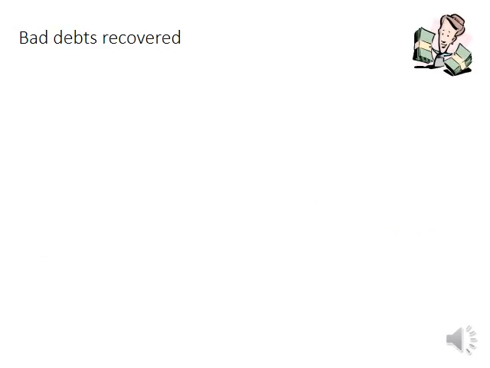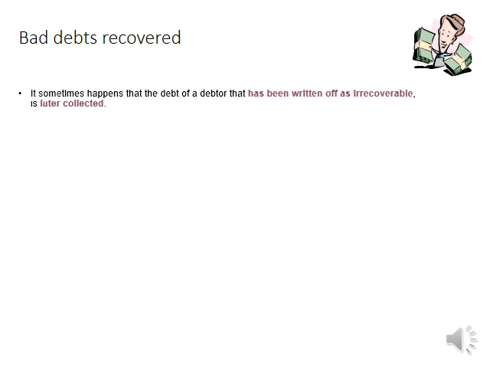Bad debt recovered. Now this in essence is not a general journal entry, but it goes with bad debt, so it's covered here. It sometimes happens that the debt of a debtor that has been written off as irrecoverable is later collected. Now what happened when we wrote it off as irrecoverable? The debt has been cancelled and is thus not part of debtors control and the debtors ledger anymore.